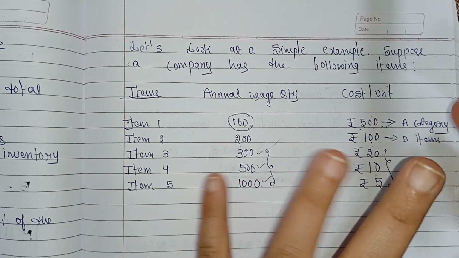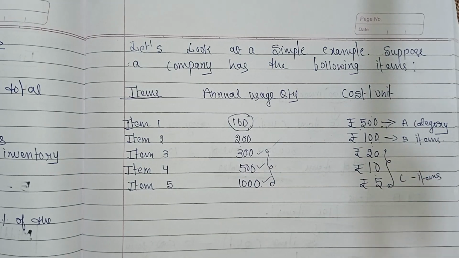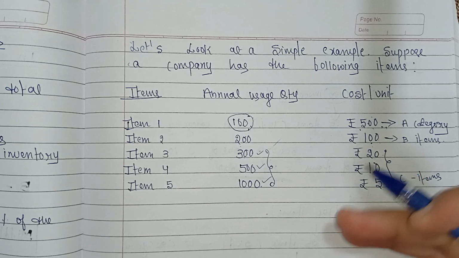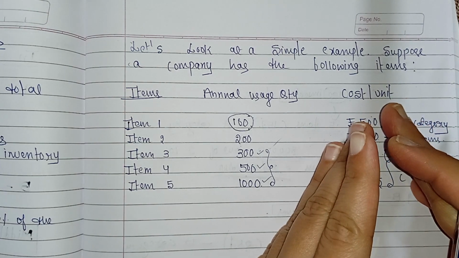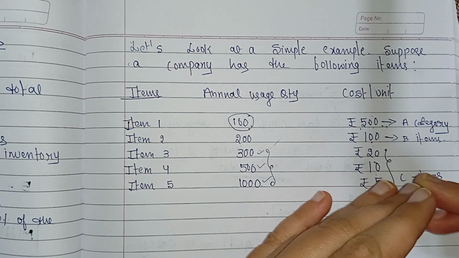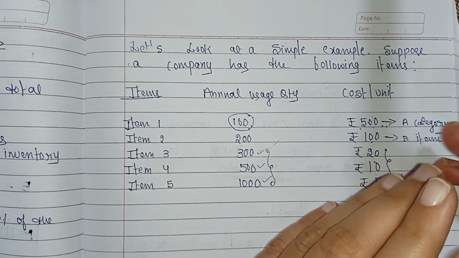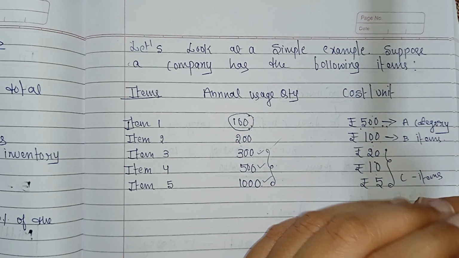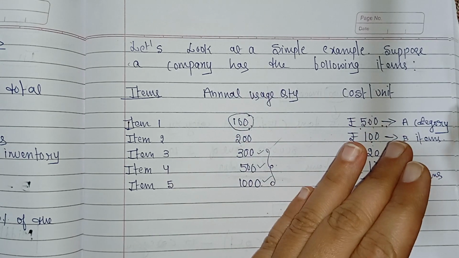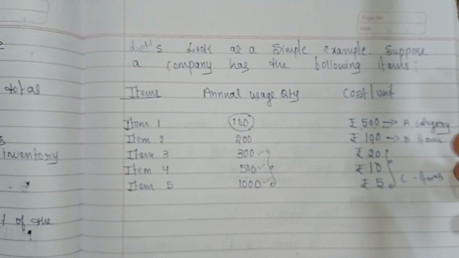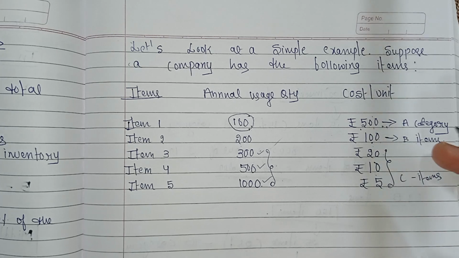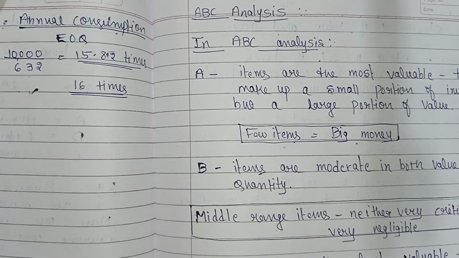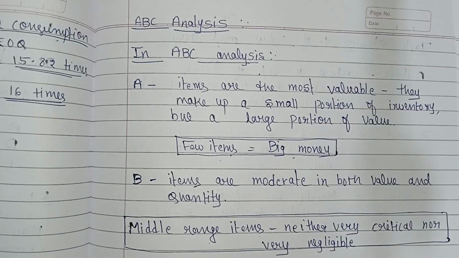Finally, this ABC analysis helps businesses focus their time, money and control on the most valuable inventory items, meaning A, manage moderately important ones, meaning B, and simplify handling of low value items, meaning C items. Therefore, it improves efficiency, reduces cost and optimizes inventory management. Clear? ABC analysis is one of the very important techniques of inventory control. I hope this ABC analysis is clear to you all.